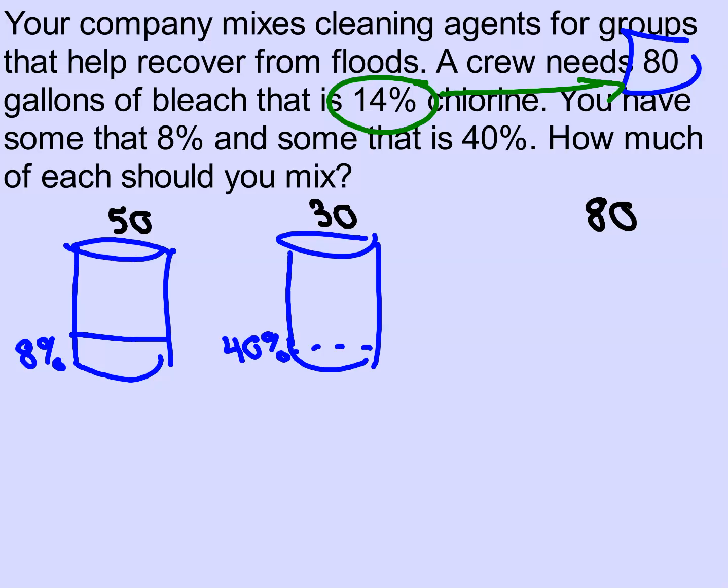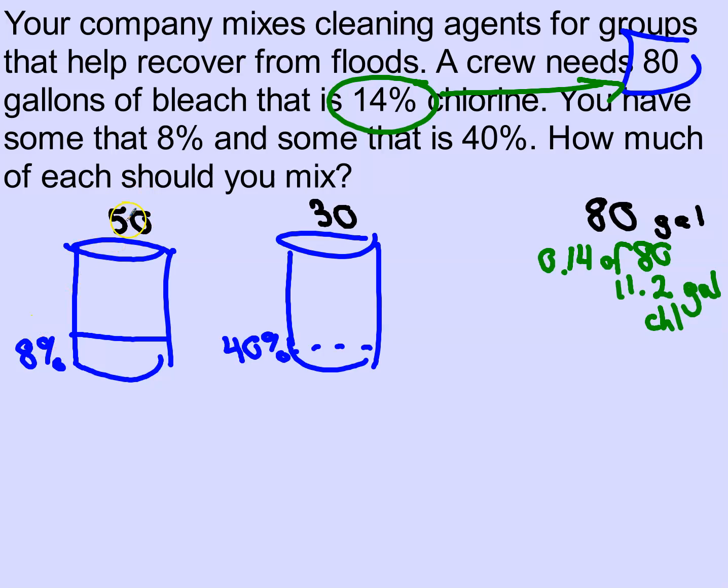So let's first step over here to the side and figure out what 14% of 80 is. To do that, you'll do 0.14 times 80. I used a calculator, and I got 11.2 gallons of chlorine. So I've got a total of 80 gallons here, and 11.2 gallons of it is chlorine. Well, let's figure out if we guessed the right amount.